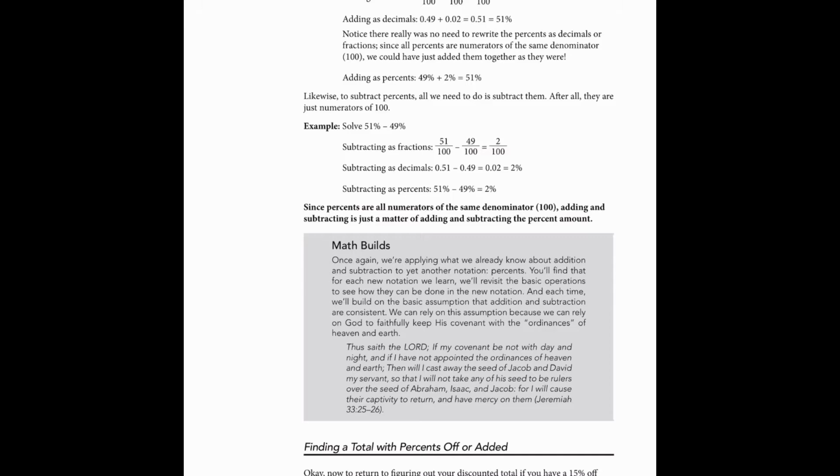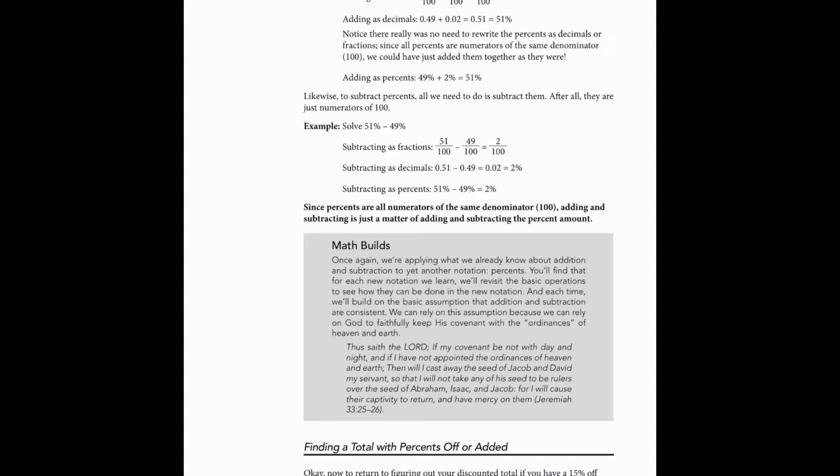But honestly, you don't even have to go through all that work. Adding percents is literally just as easy as adding numbers. So if you see the numbers 49% plus 2%, all you have to do is add 49 plus 2, and that gives you your number. It's the same in subtracting.